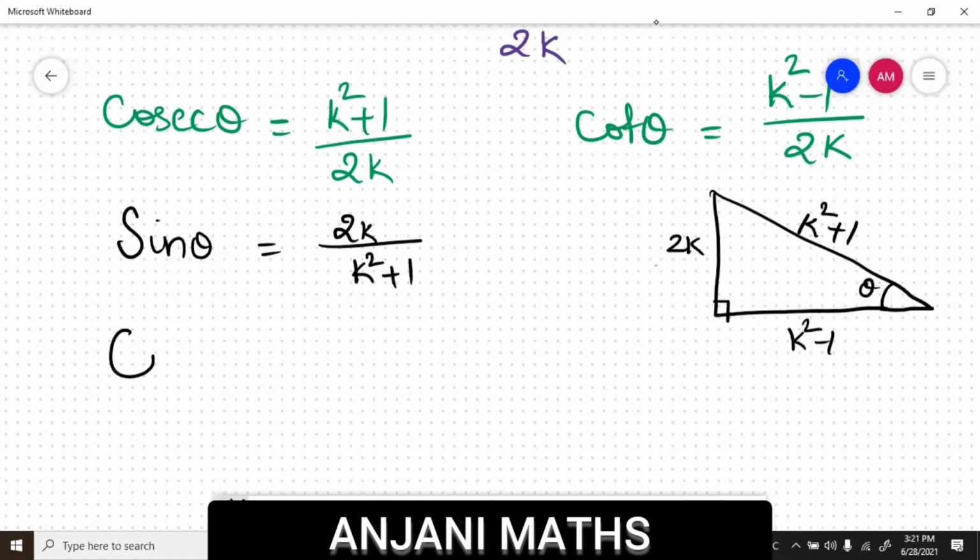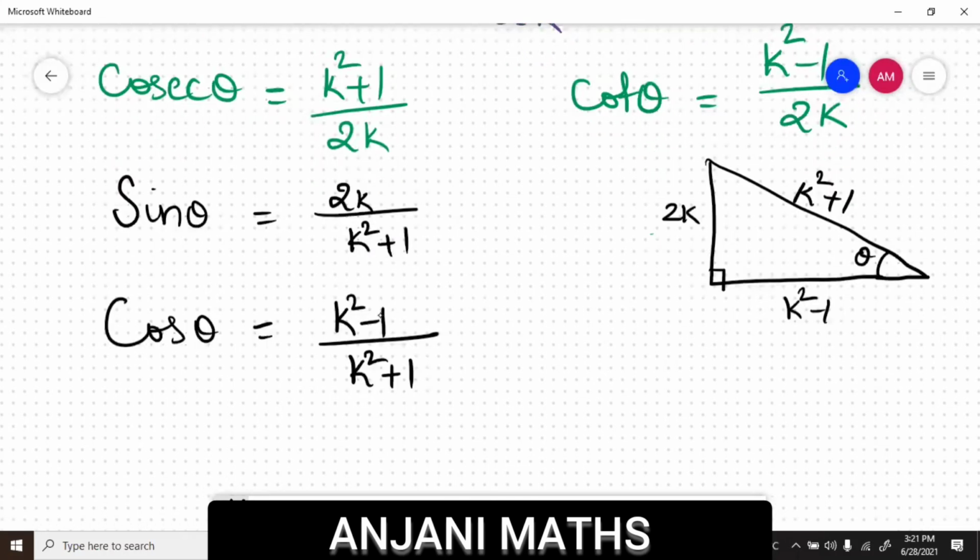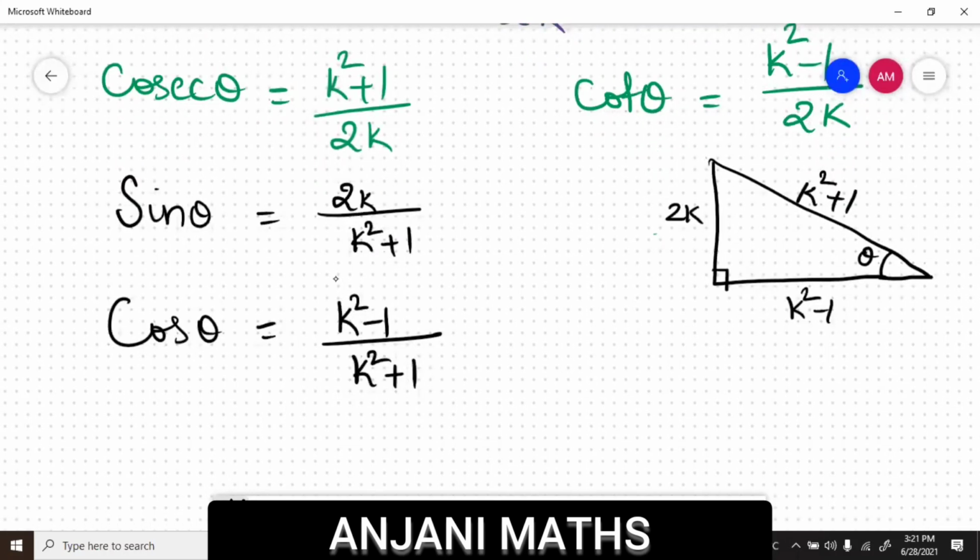What is cos theta? Adjacent side by hypotenuse. The adjacent side is k square minus 1, and the hypotenuse is k square plus 1. That's all, we got it. What they asked is only cos theta, isn't it? So cos theta is equal to k square minus 1 by k square plus 1.